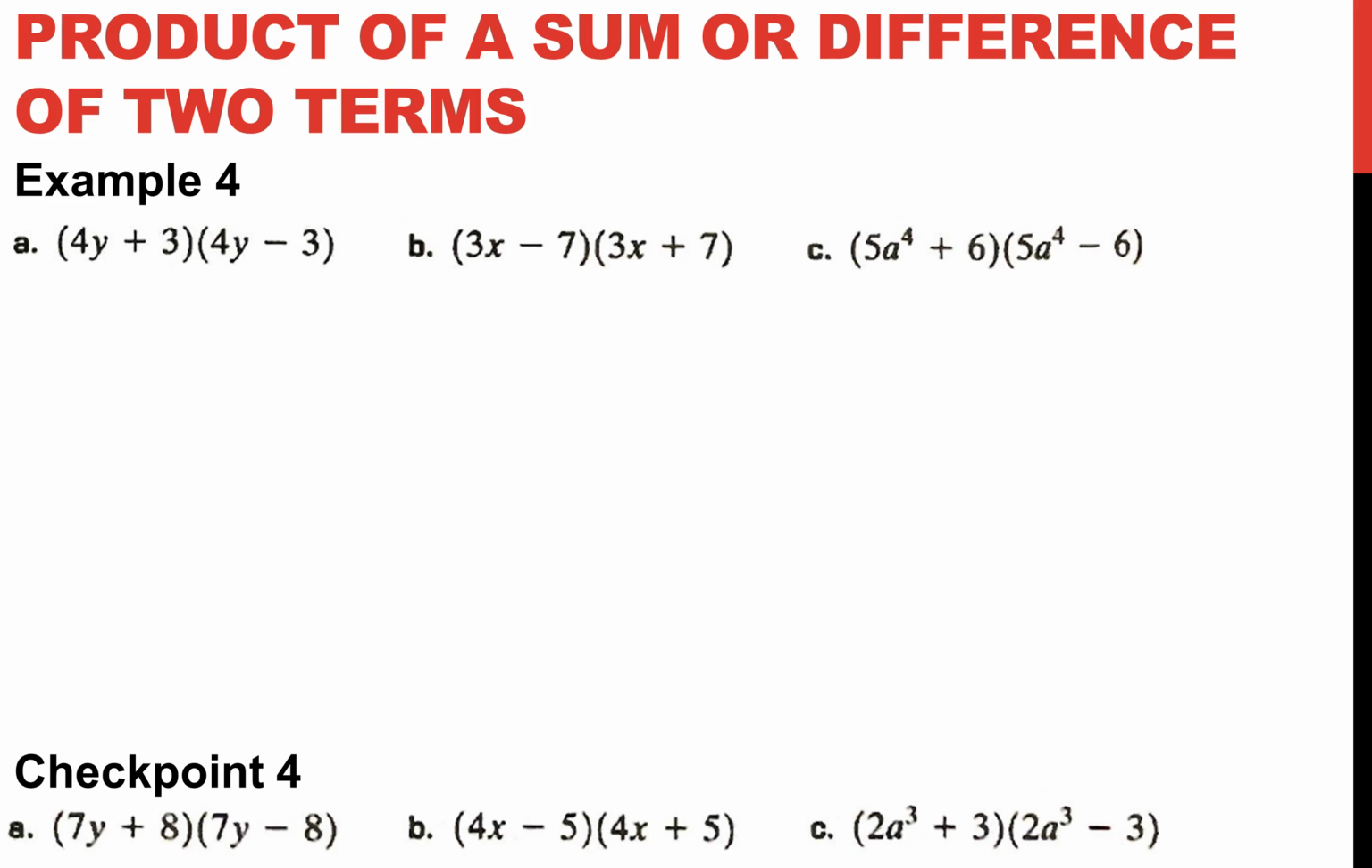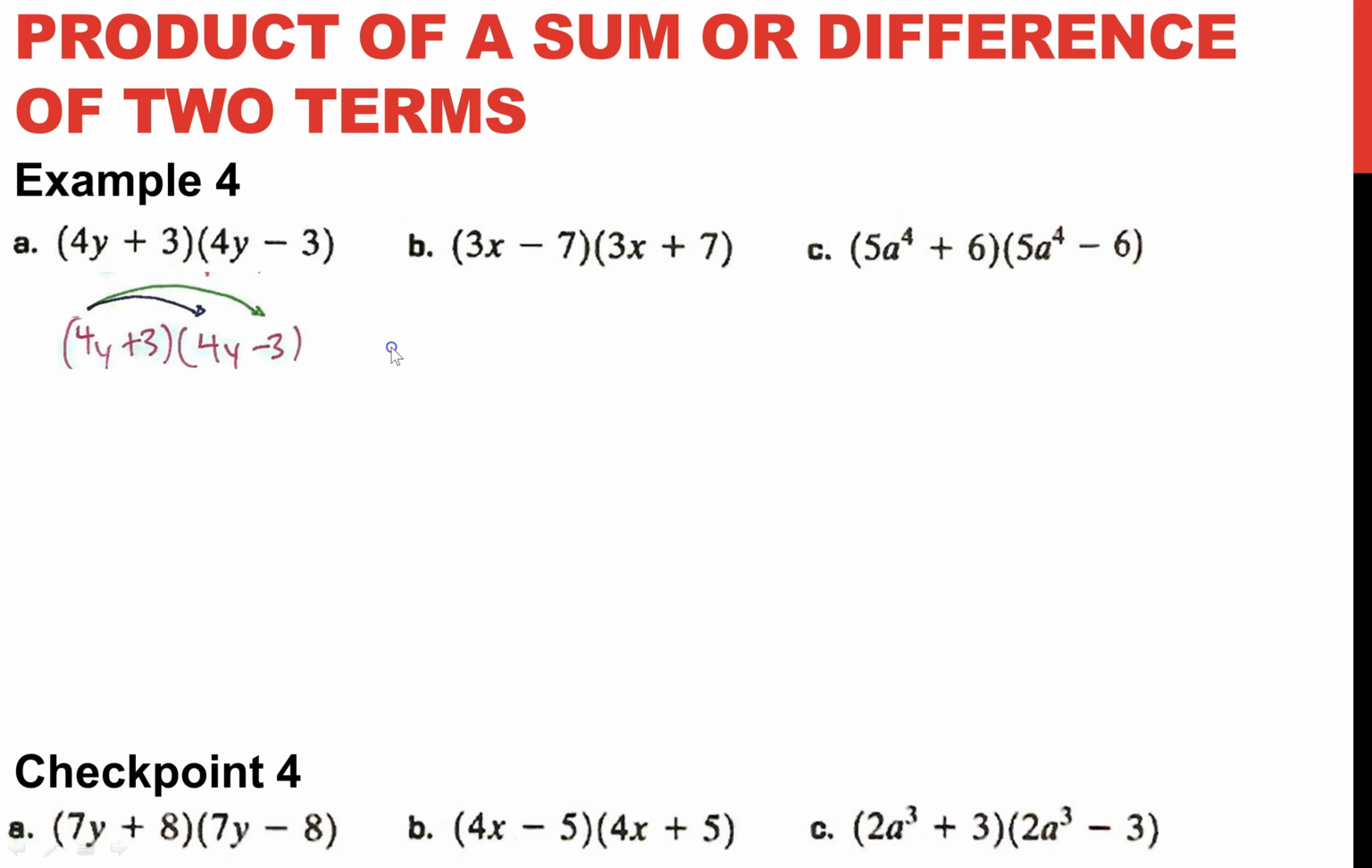And we're back. Okay, cool. So here you see that this is a product of a sum and a difference of two terms. So I have the exact same terms inside of each binomial, but one is addition and the other is subtraction. So let's see what that does for us.